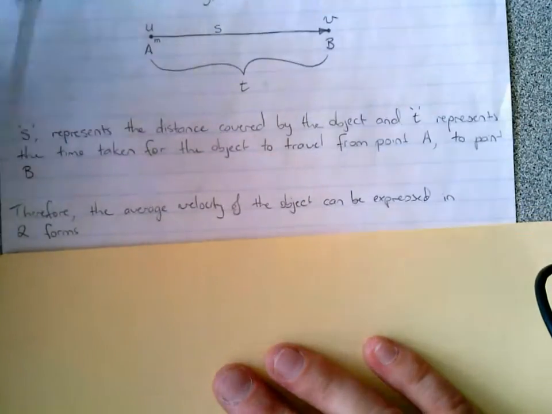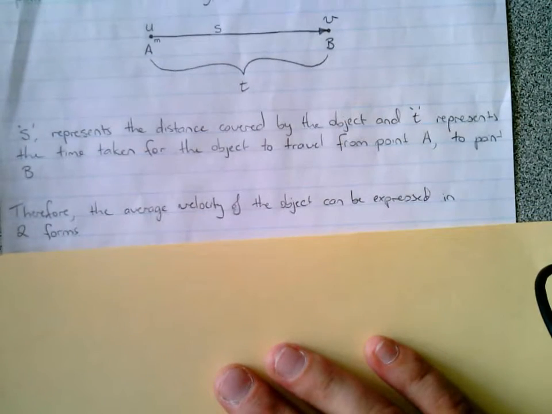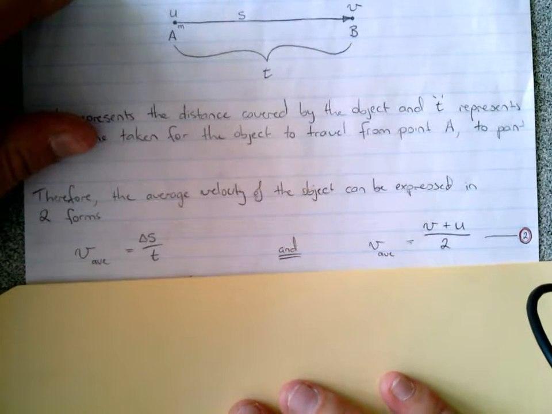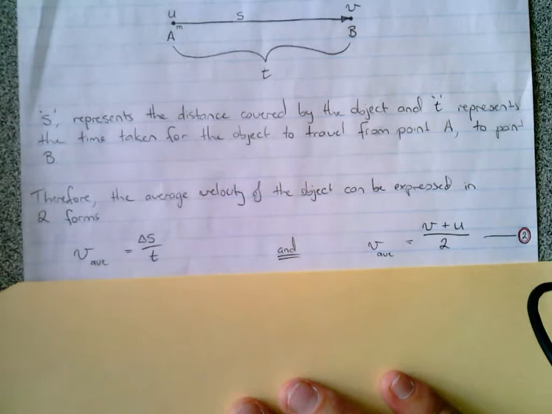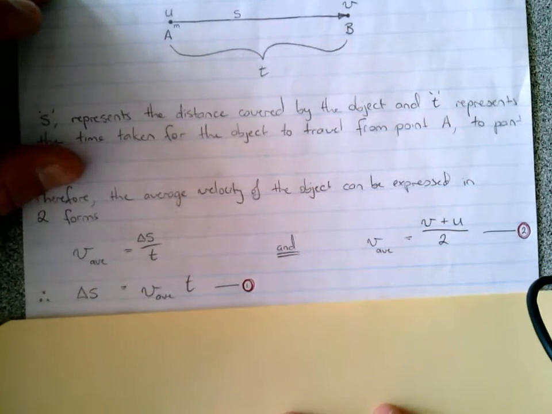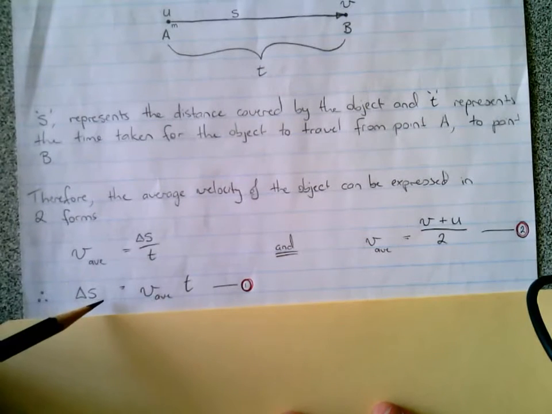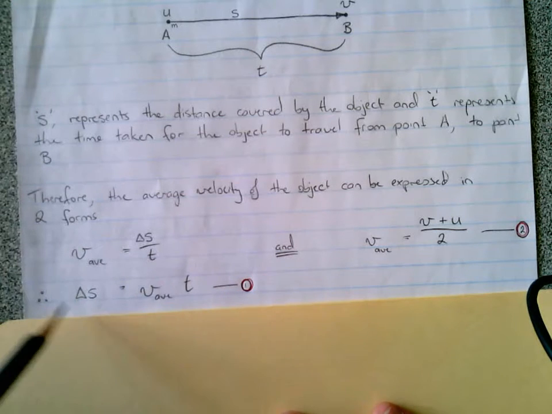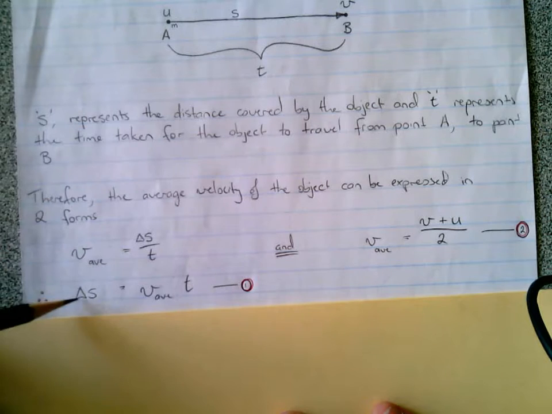Therefore, the average velocity of the object can be expressed in two forms. Now, these are the two forms for average velocity that we defined in the formulas for motion in a previous video. So we've actually got two formulas for motion here. And if I rearrange this formula here, I get this one down here, which I've called equation 1, and it's referring to the change in displacement. Okay, so it's referring to how far the object travelled.